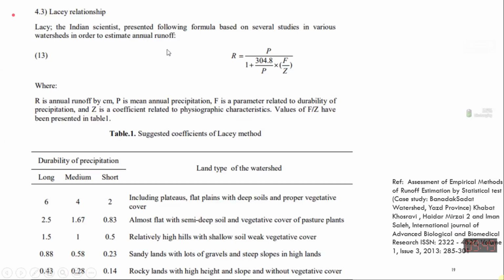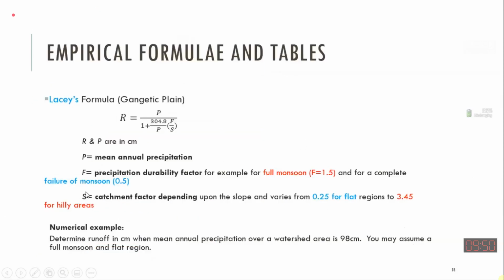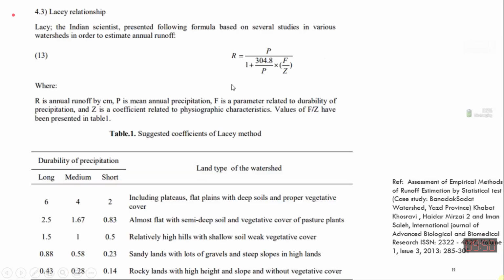The Lacey method has been further elaborated by other researchers. Khabat Kasarvi, in 2013, put out a research paper and described this F over S factor. He used the nomenclature F over Z. In the previous example, this was S, so these are the same thing, S or Z. Some people have represented it with S, some with Z.